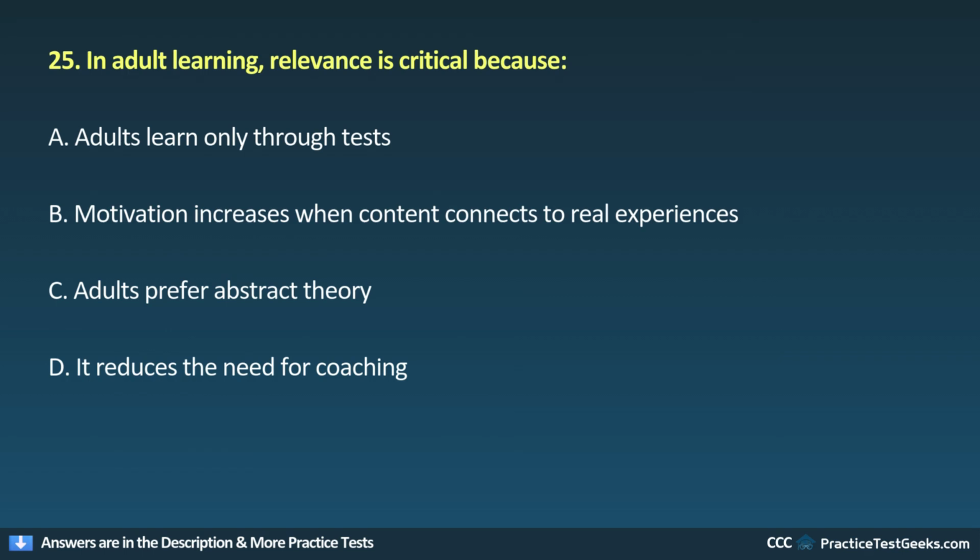25. In adult learning, relevance is critical because A. Adults learn only through tests. B. Motivation increases when content connects to real experiences. C. Adults prefer abstract theory. D. It reduces the need for coaching.